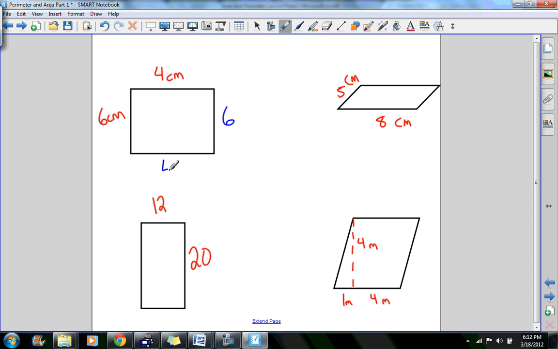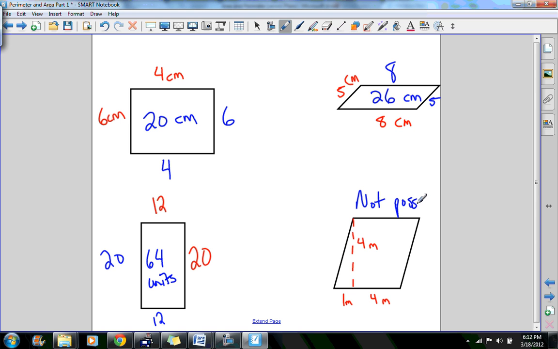This has to be 6, 4, 12. So this is 20 centimeters. That's 5, 8 and 8, 16, 21, 26 centimeters. 20 and 12. Now here's a tricky one, 40, 52, 64. There's no label on it. So if you had to label it, you would label it as units, whatever those units were. And then the last one here is not possible. Can't find the last one.